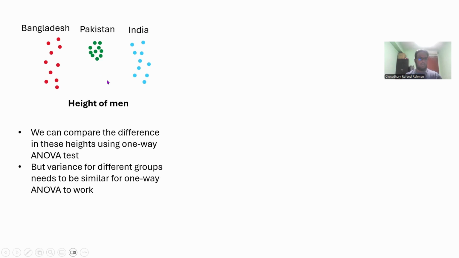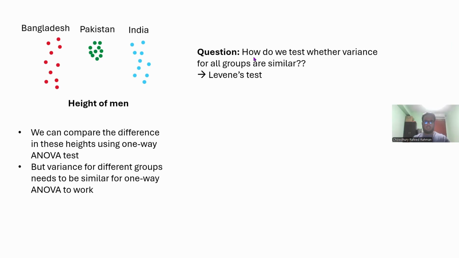But the issue is, how do we know that these variances are not similar? Now, you can say that, okay, by eye inspection, by eyeballing, we can know. Here we can sort of know, but there will be many situations where we cannot know whether the variances are different or not. So the question here is, how do we test whether variance for all groups are similar? And the answer is Levene's test.